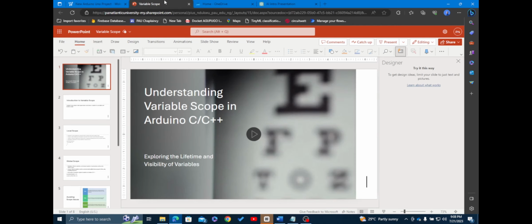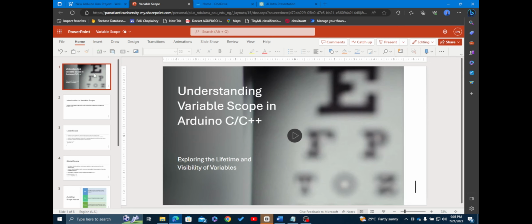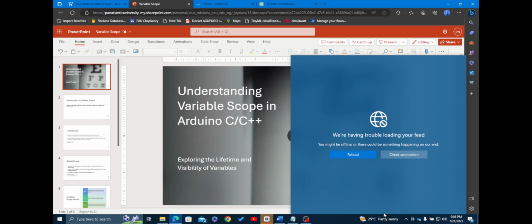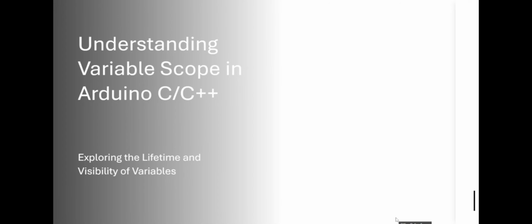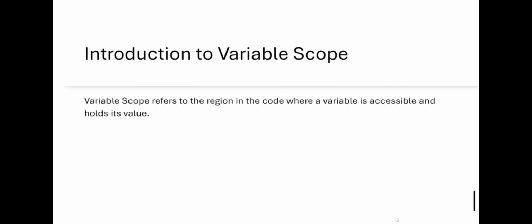Thank you. Okay guys, today's video we'll be talking about variable scope in C, Arduino C and C++. So I'm going to be exploring the lifetime and visibility of variables. So what is variable scope? Variable scope refers to the region in the code where a variable is accessible and holds its value.